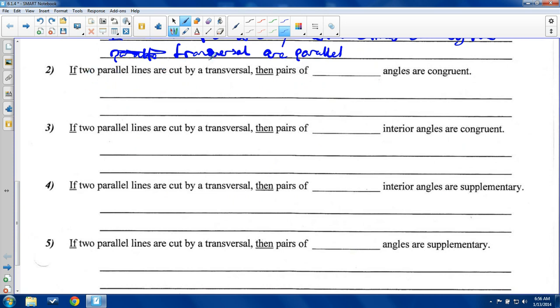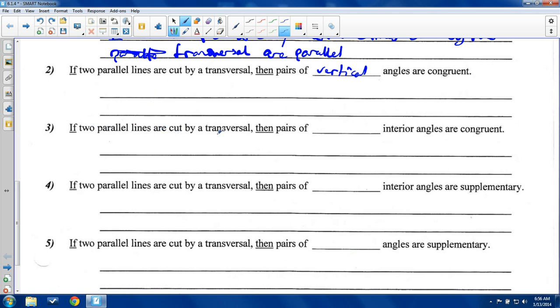So if two parallel lines are cut by a transversal, then pairs of vertical angles are congruent. Okay, that would make sense. They don't have anything else like interior and stuff, right? Supplementary aren't necessarily true either. So write the converse for yourself.